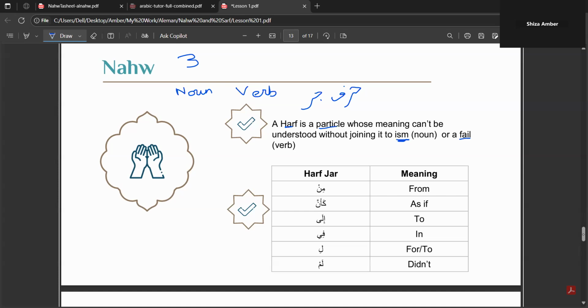You need to remember the meaning of these harf-jar, because they will come again and again in the Quran and in your daily conversations as well. So read fi with me. Fi means in. Fi al-bayti, in the home. Then we have min, which means from. Ka, as if. Ila, to. Li, for or to.